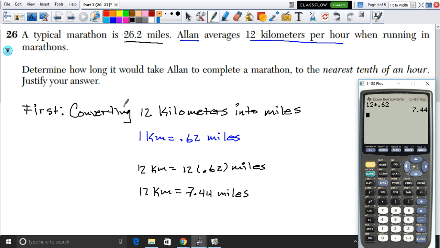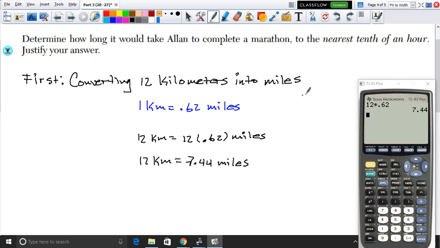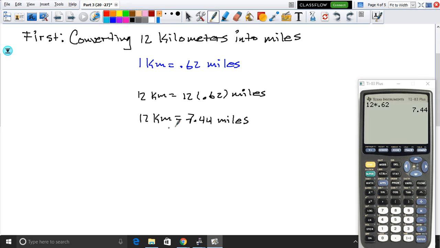So now, let's see if we can actually answer the question, which is to determine how long it will take Alan to complete a marathon. We know that a typical marathon is 26.2 miles. So we want to see how many hours he needs to run in order to cover the typical marathon. So the second thing that we want to do is find the time. We want to find the time that is needed.